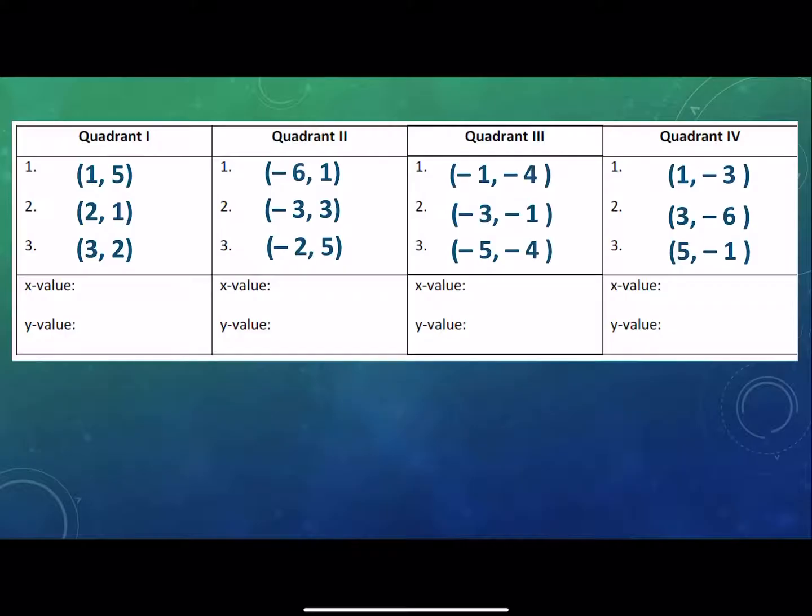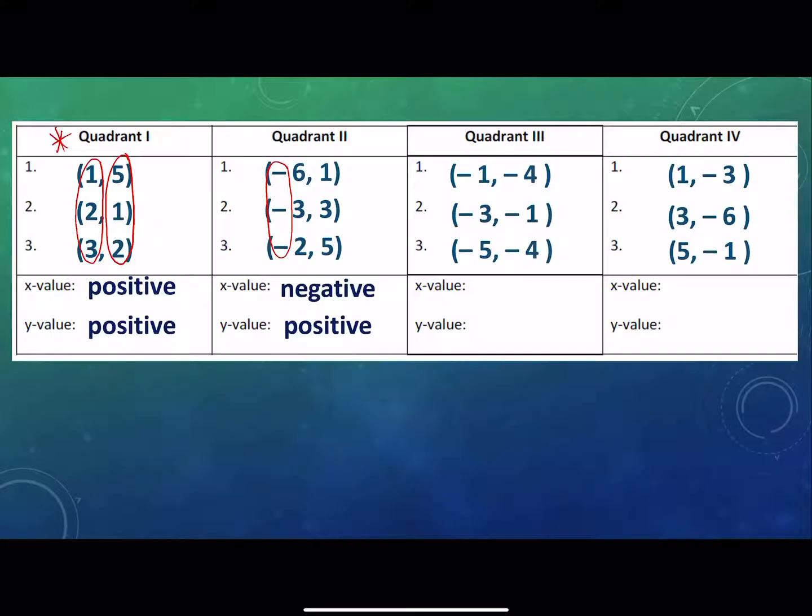In each of these in quadrant 1, my x values are all positive, and my y values are all positive. And that is always going to be true in quadrant 1. X values will be positive, and y values will be positive. In quadrant 2, my x values are all negative, while my y values are all positive, and that will always be true in quadrant 2.